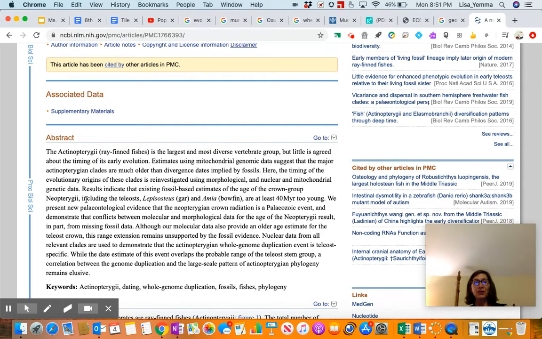So this article, if I keep reading, estimates include mitochondrial genomic DNA. So we're getting real specific here. It suggests that the major groups are much older than divergent dates implied by fossils. Divergent date, where they split off. So we have fossil evidence, we have genetic evidence, and so there's lots of things going on. Here, the timing of evolutionary origins of these groups, clades, is reinvestigated using morphological and nuclear and mitochondrial genetic data. It's 2020. We can do that.